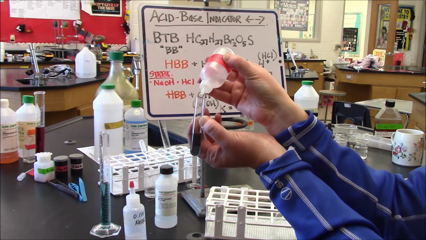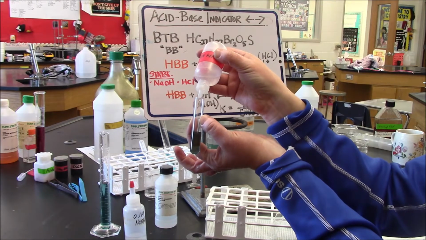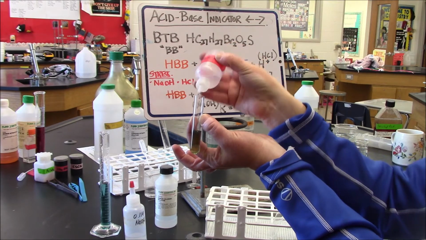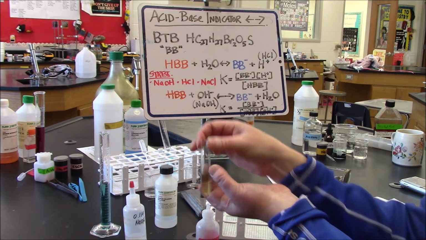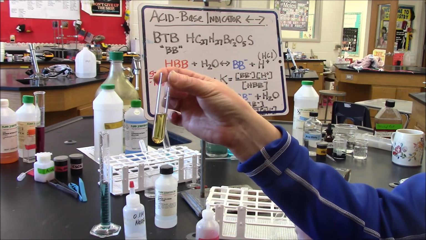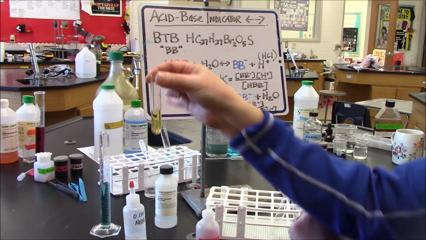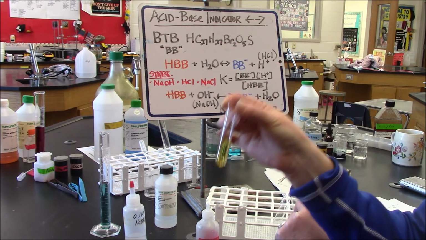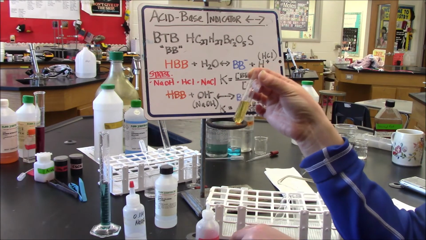All right, so I'm going to add acid. And as you can see, the equilibrium shifted, and now my solution is yellow because I have the acid form of the indicator.